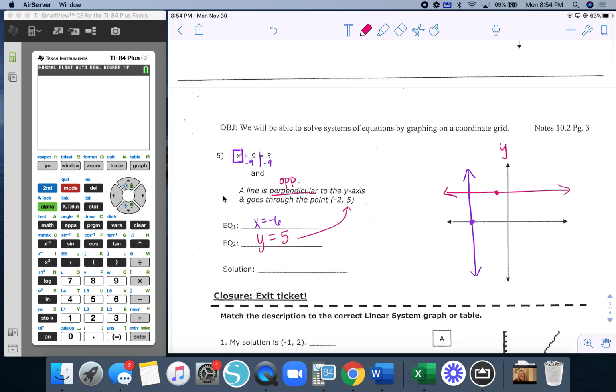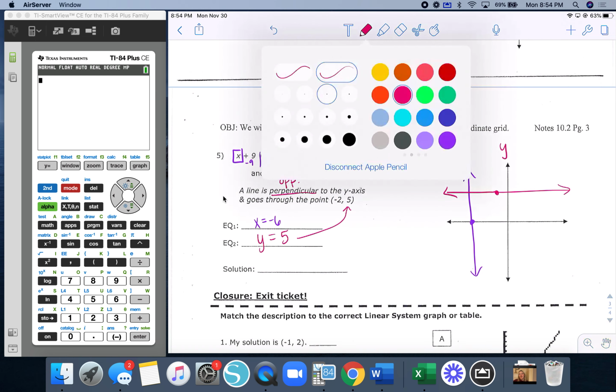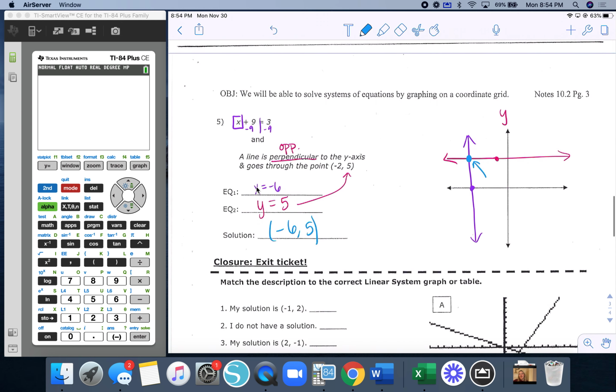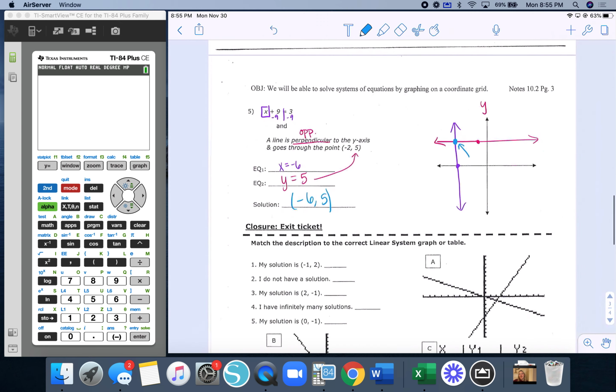Now my solution is still where these lines cross. And this one is going to be the x and the y from my equation, because equation 1 says all of your x's are -6 and equation 2 says all of your y's are 5, which means my solution has to be that x and that y. There's no way those could change.